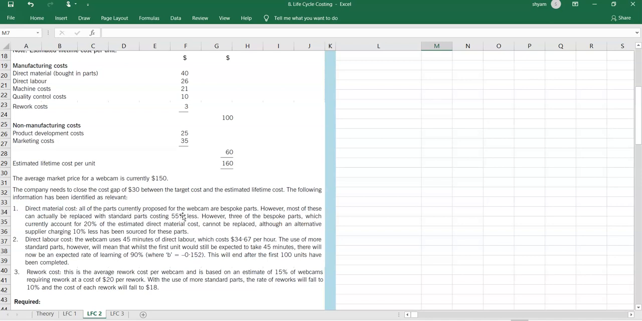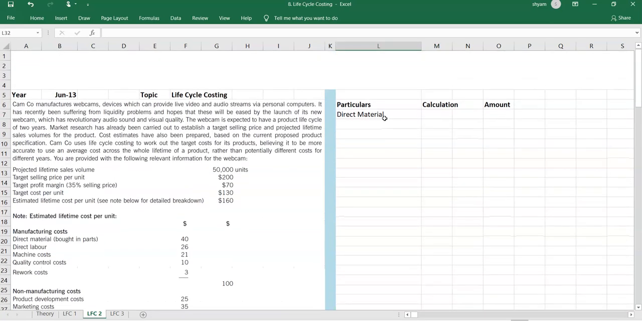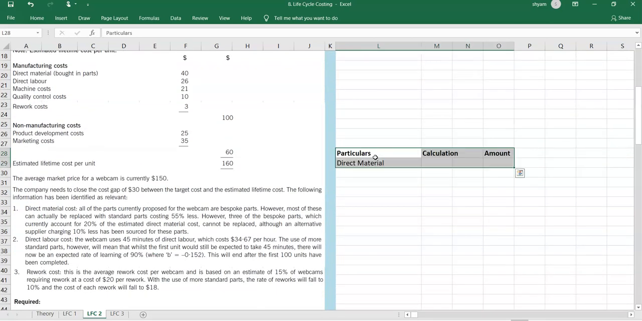all of the parts currently proposed for the webcam are bespoke products, and most of these parts can be, he says most, he doesn't tell how much, most of these parts can be replaced with standard parts costing 55% less. However, three of the parts which currently account for 20% of the estimated direct material cost cannot be replaced, although an alternative supplier charging 10% less has been sourced for these products. So rather than putting the sum here, we will work it out a little lower down so that we have all these points. So let's see.